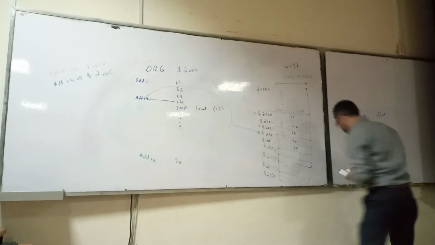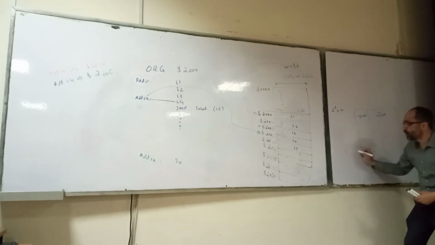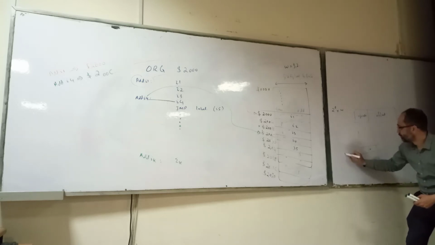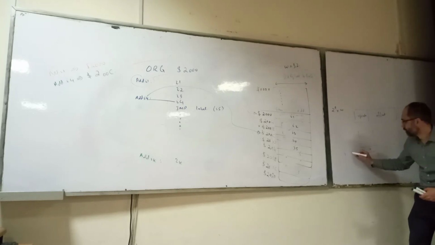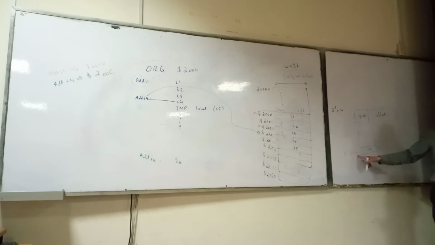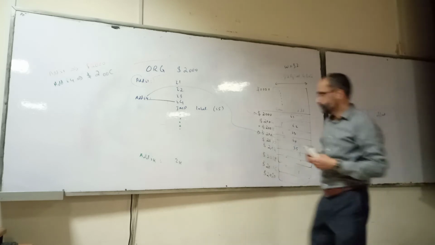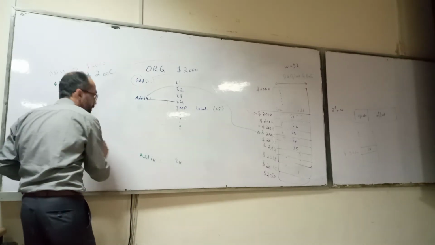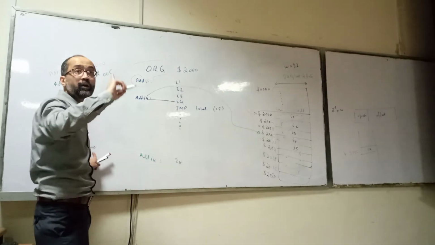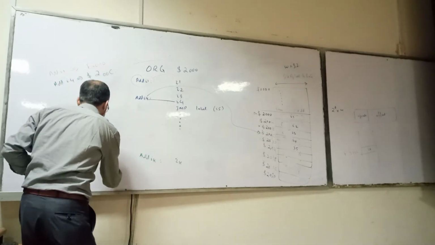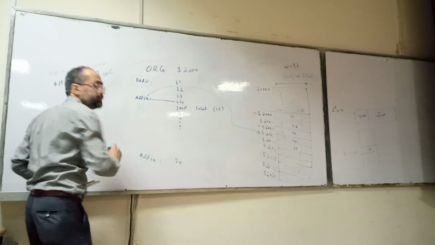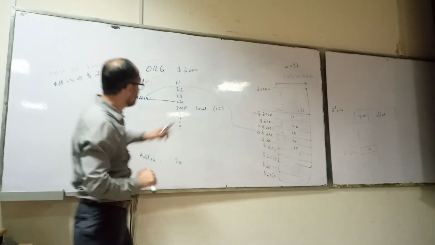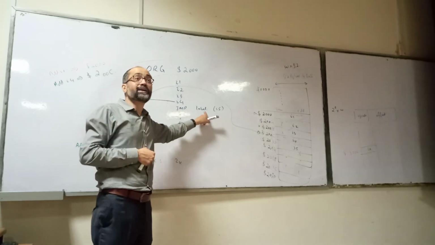Let's assume that this IK has an address $300C. What is the address? Add IK is pointing to which instruction? So it is $300C. Now if we say, when we encounter this instruction, jump label, is it a conditional jump instruction or an unconditional jump instruction?